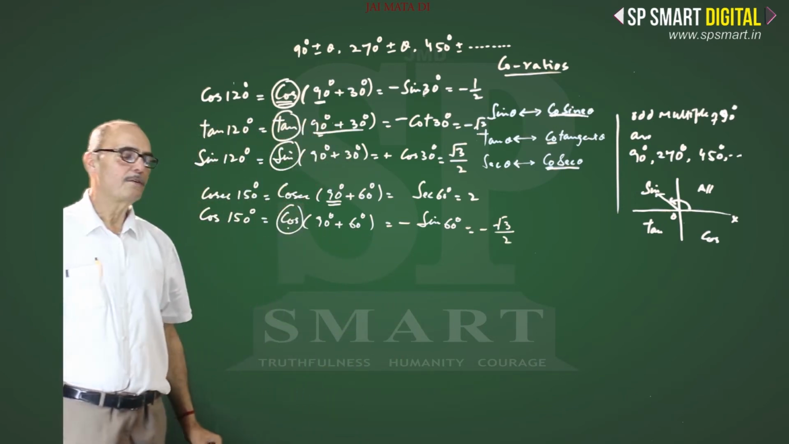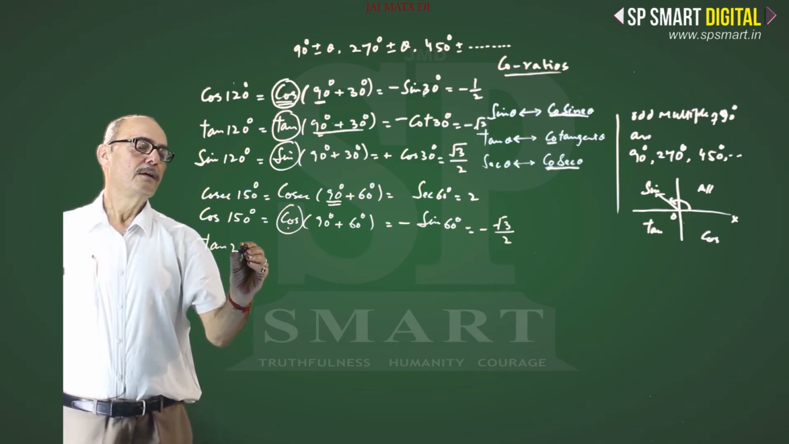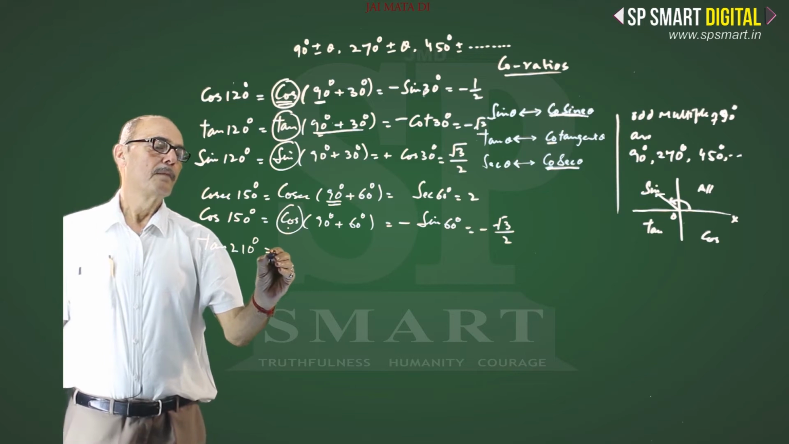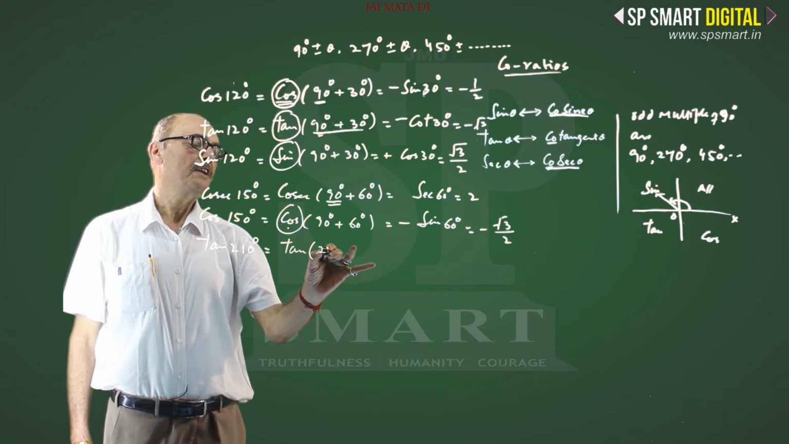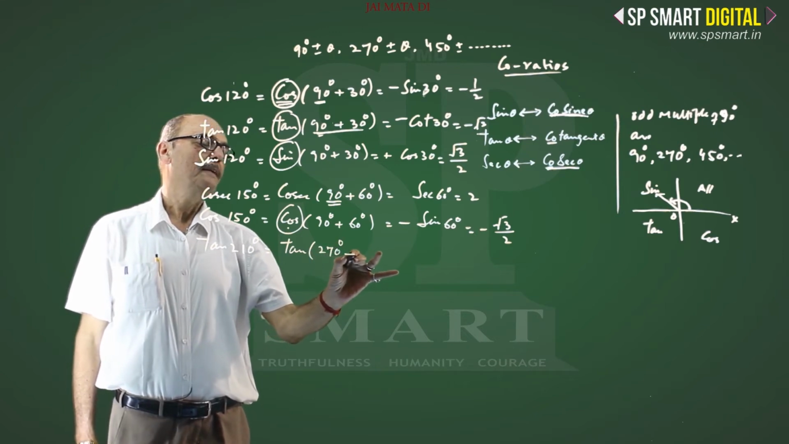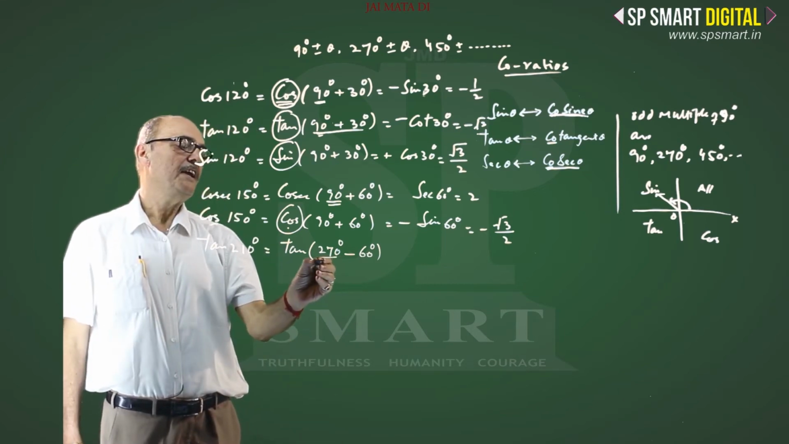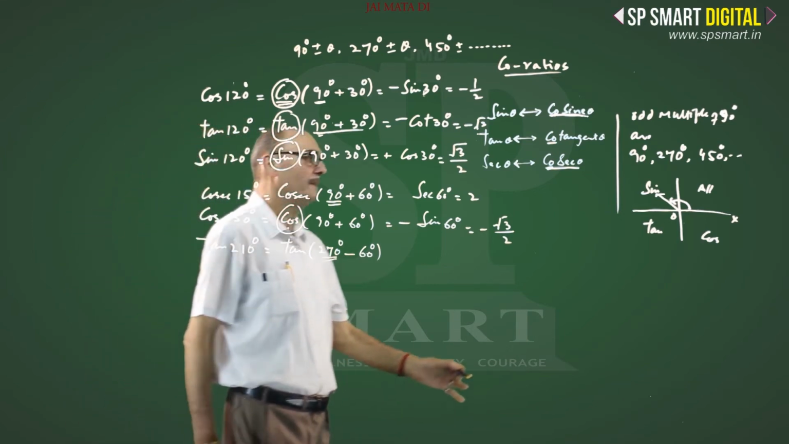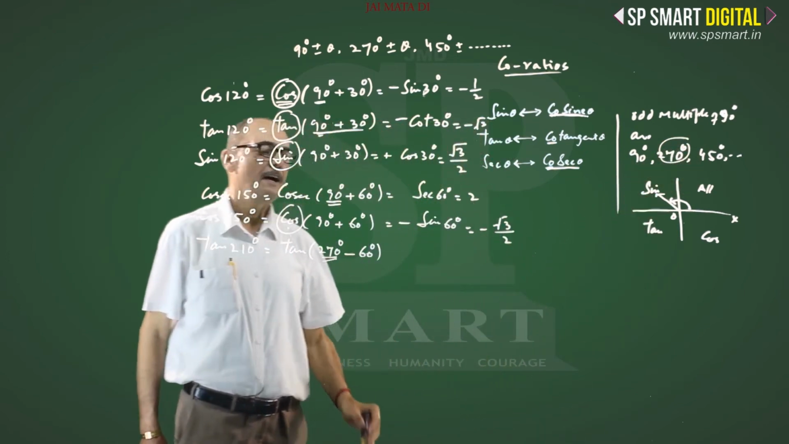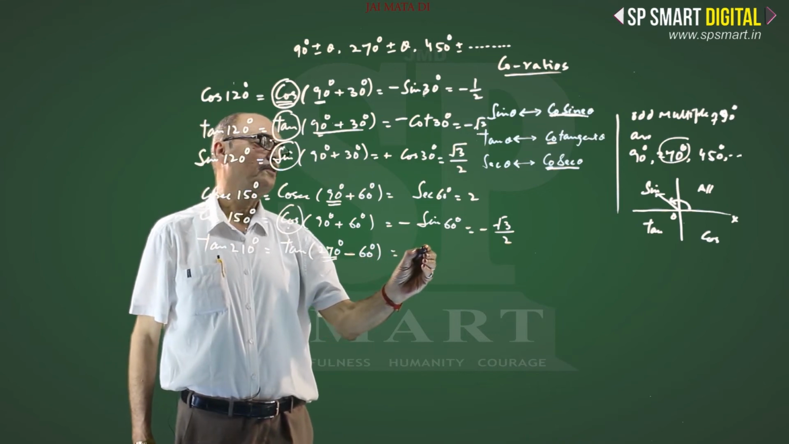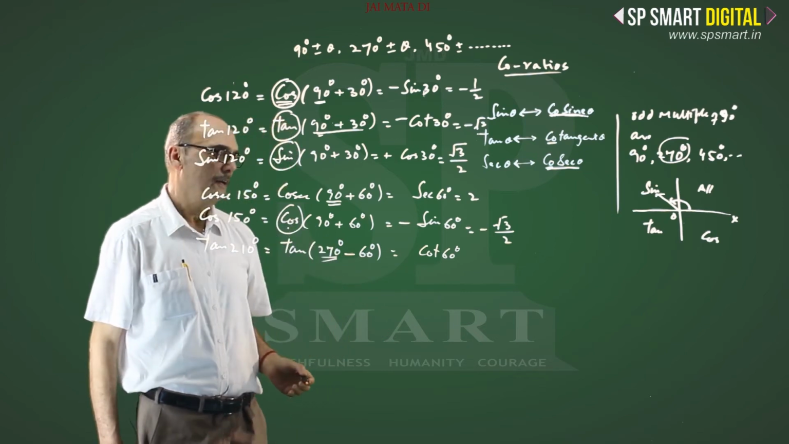Now, for instance, we want to find out tan of 210 degrees. This is tan of 270 minus 60. Now, 270 degrees is again an odd multiple of 90 degrees. So tan changes to its co-ratio, cot of 60 degrees, and it lies in the third quadrant.